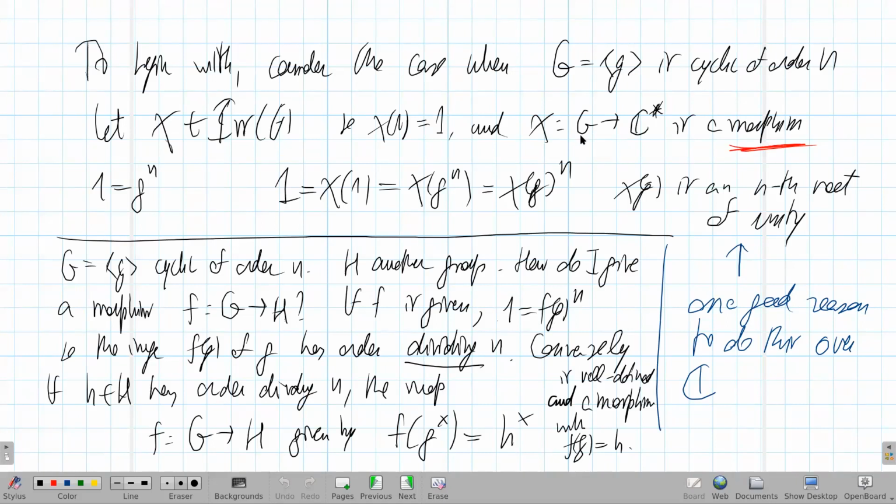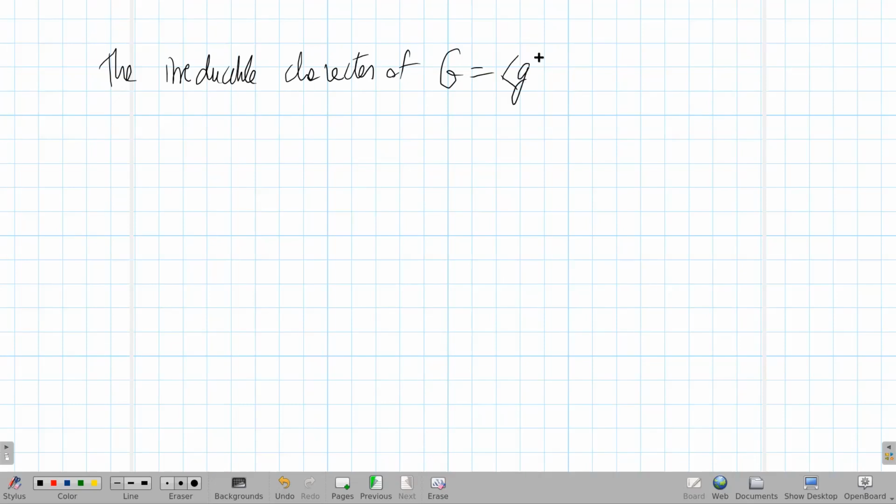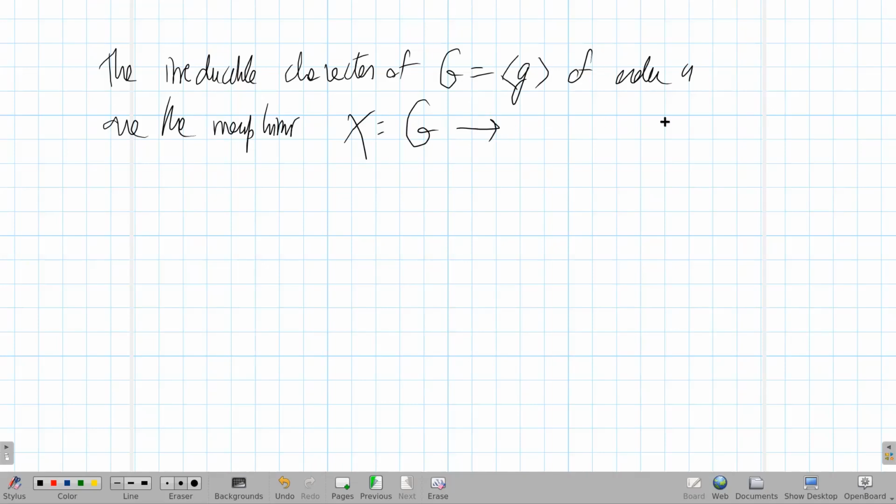An irreducible character means a morphism from G to C star, but actually the values it takes are in the set of the nth roots of unity, which is actually a group, okay? So the irreducible characters of G, cyclic of order n, are the morphisms chi from G to, it used to be C star, I'll write C star on the right, but here we have seen that the values of the characters, on g and then on its powers, are in the subgroup of the nth roots of unity.